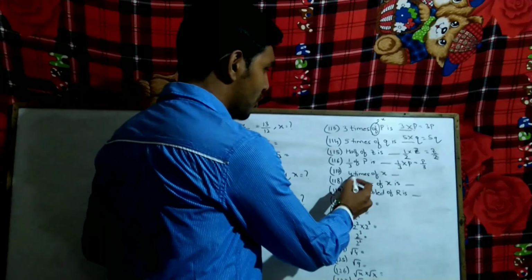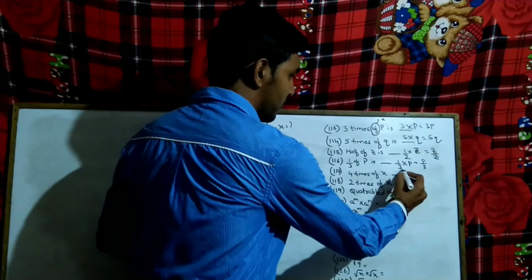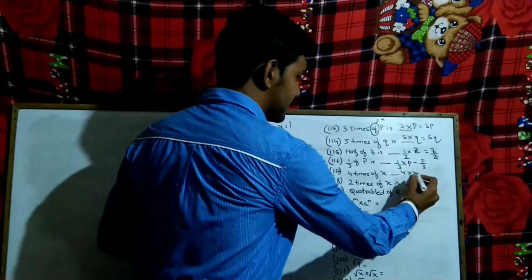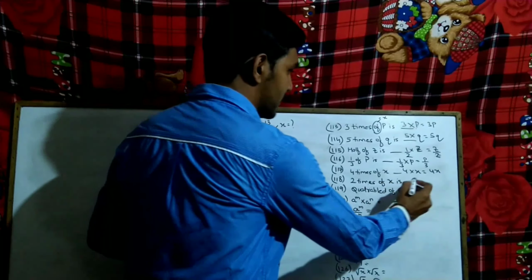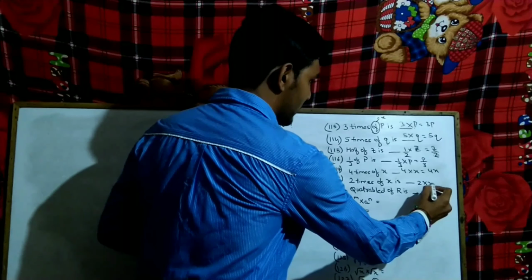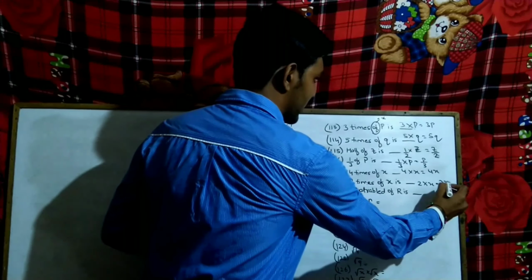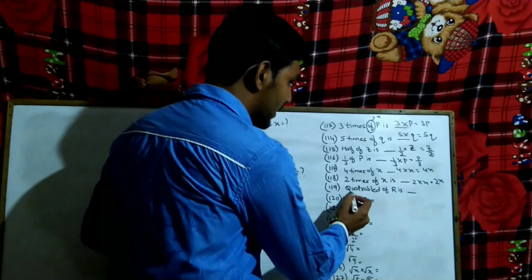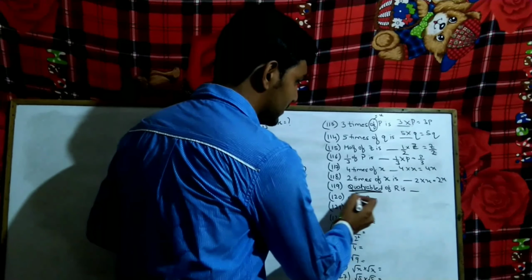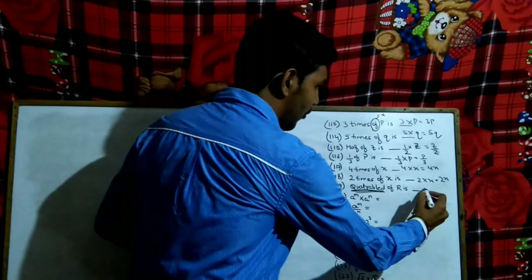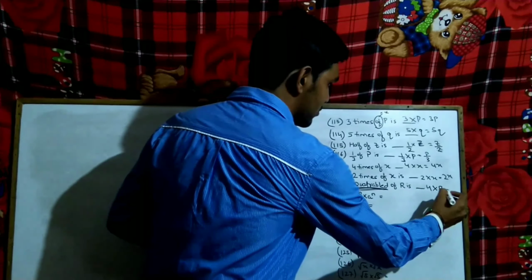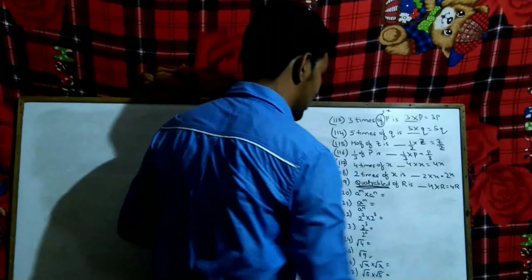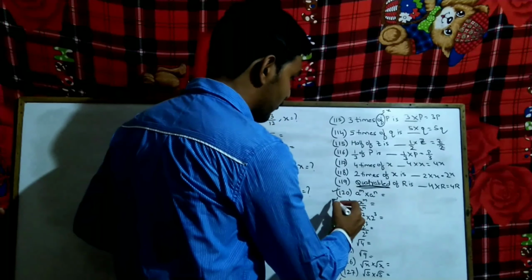Okay. Now 4 times of x. So 4 into x. It comes 4x. Okay. 2 times of x. So it comes 2 into x is equal to 2x. Okay. Now quadrilateral. The meaning of this one is 4. Okay, so 4 times of r. So it comes 4r.